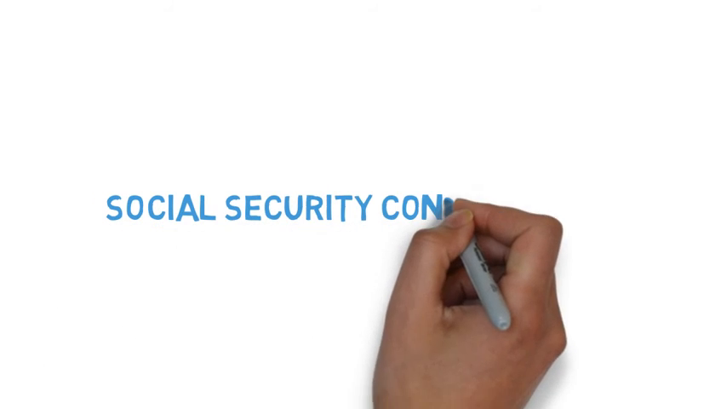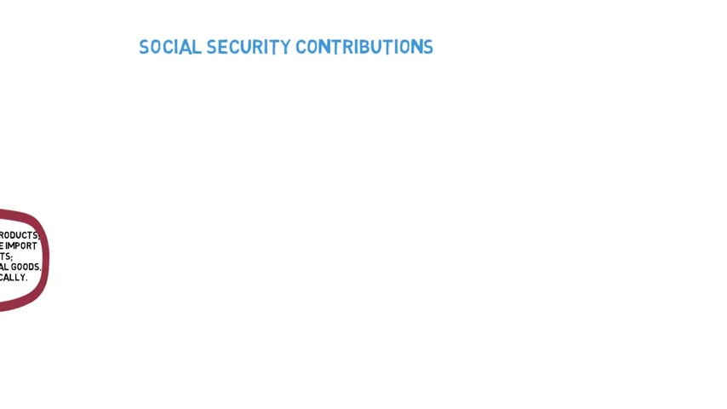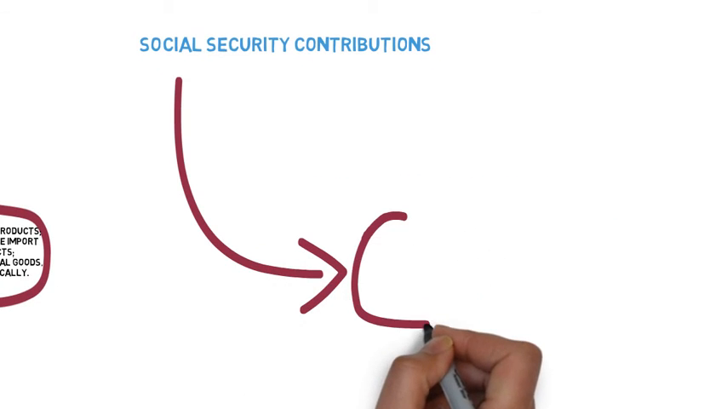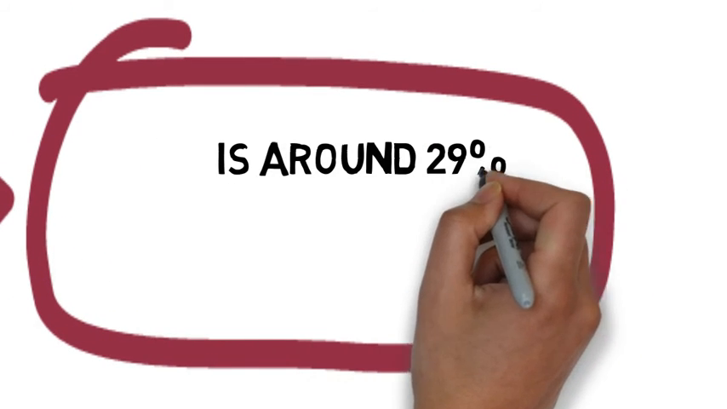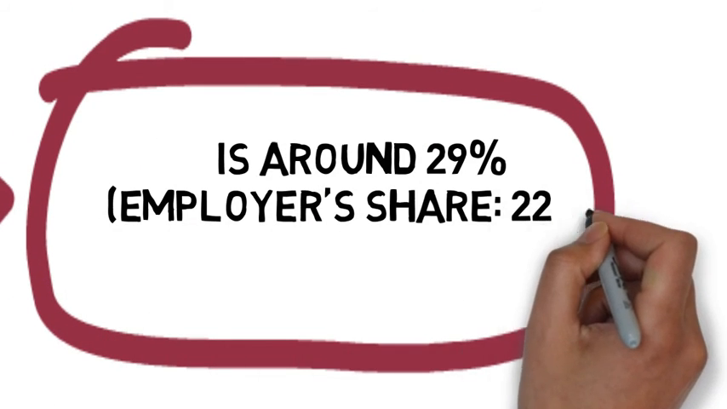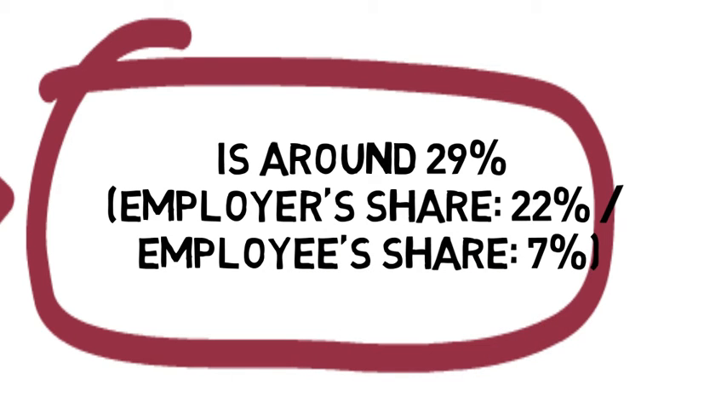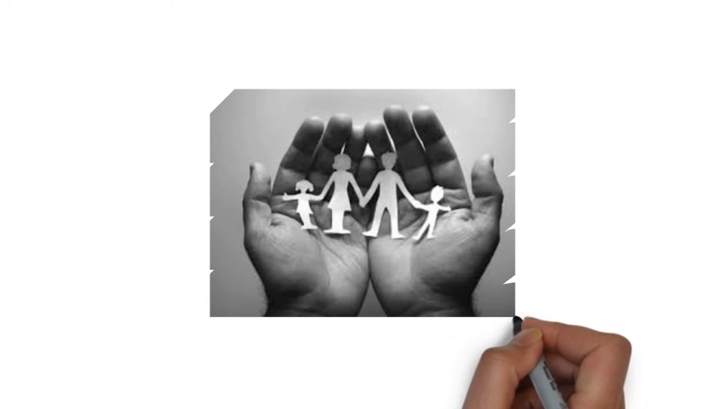The Social Security contribution rate. The Social Security contribution rate for employees is around 29%: employer share, 22%; employee share, 7%. It should be noted that the minimum wage is set at approximately 2,600 dirhams per month. There is no compulsory social protection scheme for the self-employed.